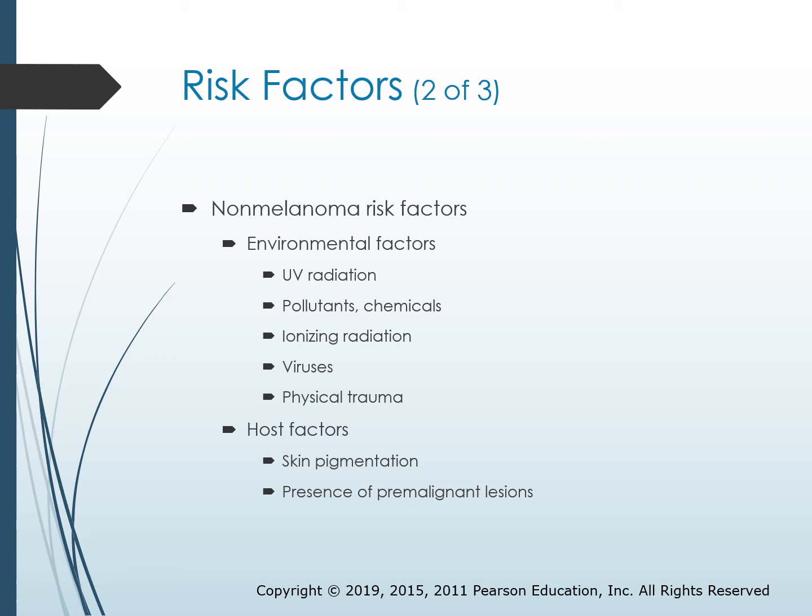Sunlight contains both short-length rays and long-length rays. UVB rays are absorbed by the top layer of the skin and cause sunburn. UVA rays penetrate deeper into skin layers, causing tissue damage. Both types of rays are believed to cause DNA alterations and suppress T cells and B cells.